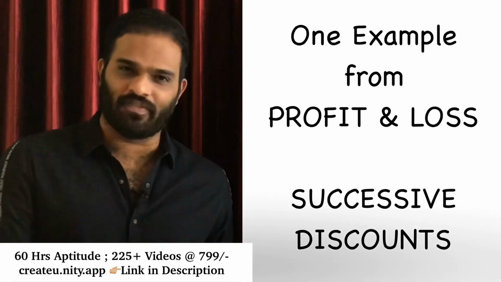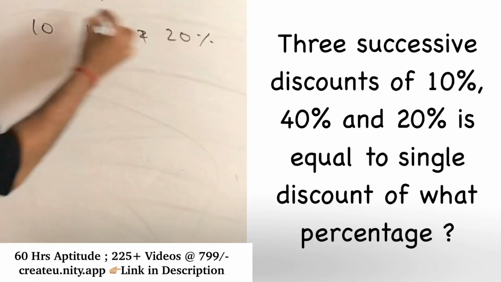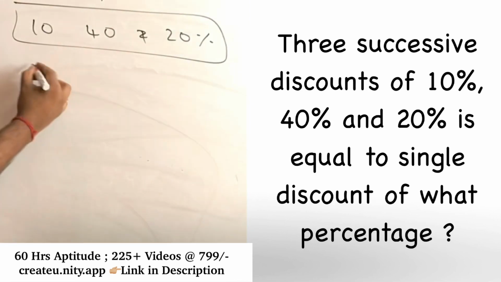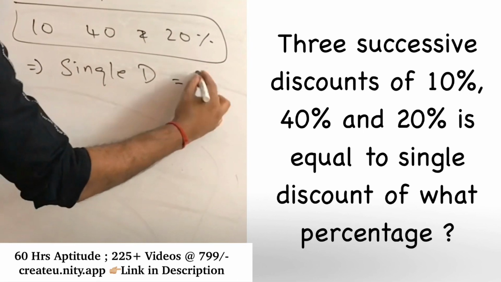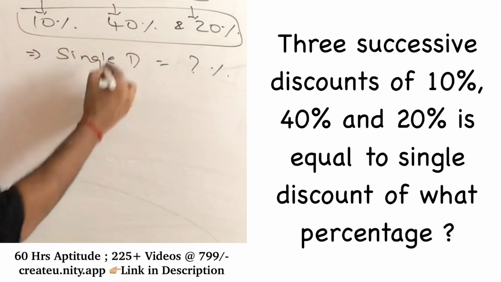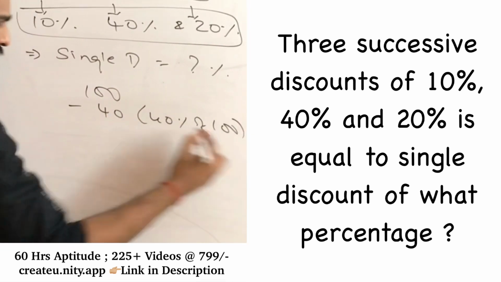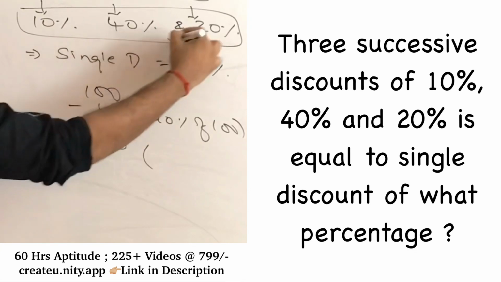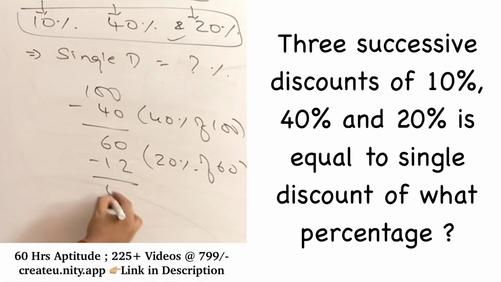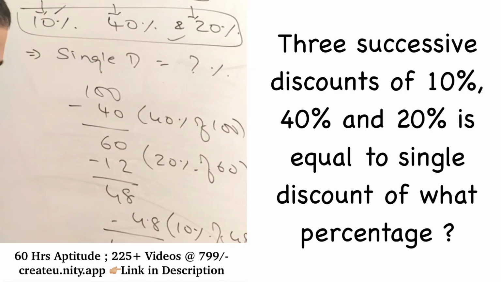There is one example in profit and loss. We'll also do it in profit and loss, but there is a concept called successive discounts. 3 successive discounts of 10, 40 and 20% is equal to single discount of how much percentage? So what you do is, you calculate first 40%, 100 minus 40%, because 40% of 100 is 40, you will take 60. Then you will calculate 20%, you will deduct 20% of 60. 20% of 60 is 12, so it becomes 48. Then you will deduct 10% of 48 is 4.8. Then you will get it as 43.2%.